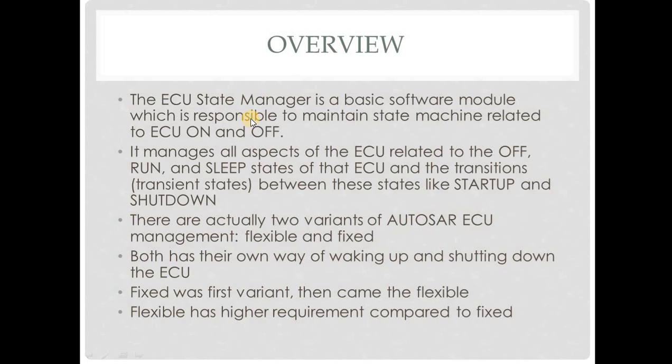This EcuM module is majorly responsible for waking up and shutting down of our ECU. As we know, we have an ECU and there is a set of mechanisms which needs to be maintained to maintain the power inside the ECU. The complete power state of each and every ECU is handled by the EcuM module in AUTOSAR. It manages all the aspects of the ECU related to complete off, run state, sleep state, and the transitions between the states like startup and shutdown.